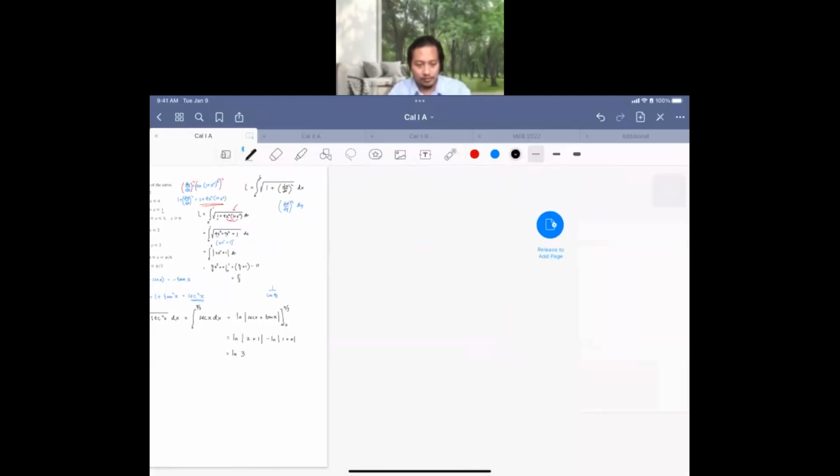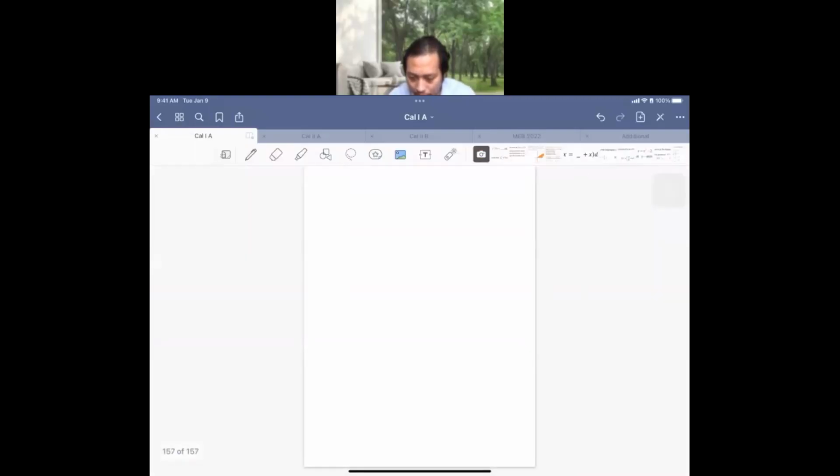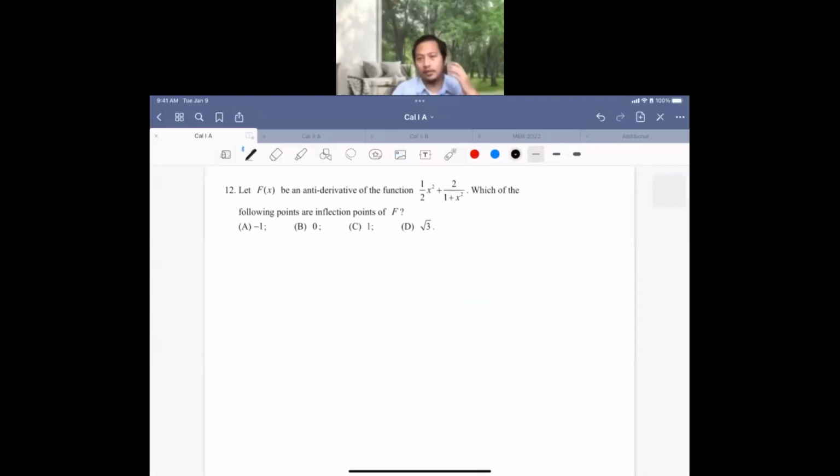Okay, let me take this one. This is actually from chapter 5, section 5.3, the fundamental theorem of calculus. And this has multiple answers.